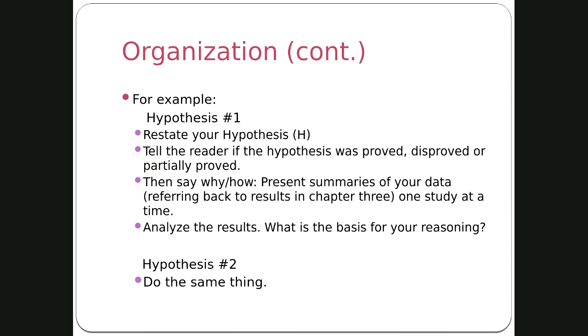For example, start with hypothesis 1. You restate the hypothesis. You tell the reader if the hypothesis was proved, disproved, or partially proved. And then you say why or how. Present summaries of your data referring back to results of Chapter 3, one study at a time. Then analyze the results. What is the basis for your reasoning? How did you come to this conclusion? Okay. Then if you have a second hypothesis, do the same thing with hypothesis number 2.